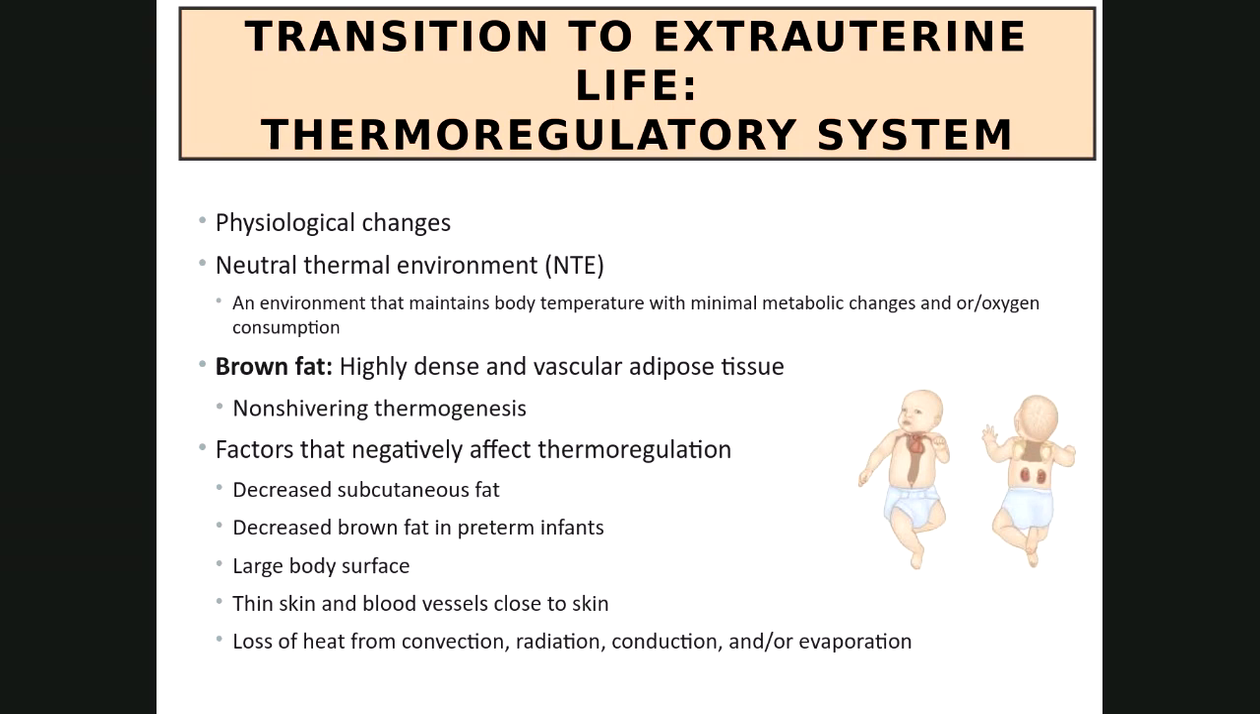And a neutral thermal environment is an environment that maintains body temperature with minimal metabolic changes and or oxygen consumption. That means keep it neutral, right? So a neutral thermal environment for a baby would be 97.6 to 98.8, because it's not too hot, it's not too cold. Because the newborn's thermoregulatory system is immature. And so newborns don't sweat when they get hot, and when they get cold, they don't shiver.